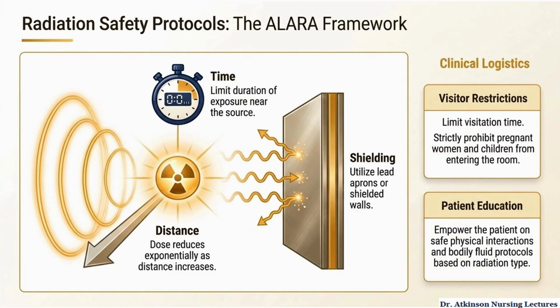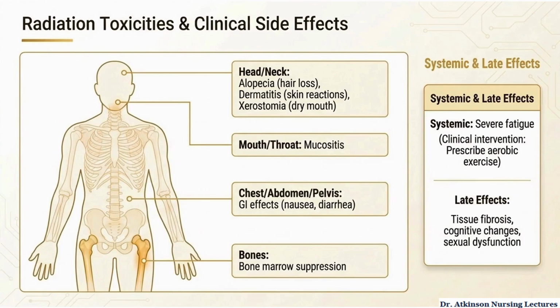Patients with internal or systemic radiation require strict safety precautions, including visitor restrictions and avoidance of exposure to pregnant women and children. Nursing education includes skincare precautions, site-specific dietary and fluid instructions, and radiation isolation measures for patients receiving systemic therapies such as I-131. Radiation toxicities vary by treatment site and may occur immediately or months to years later.